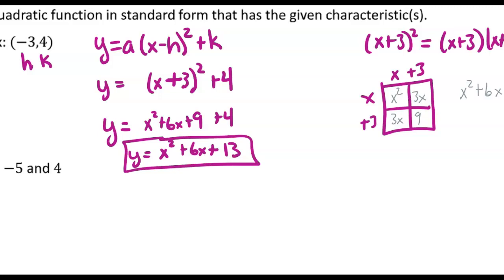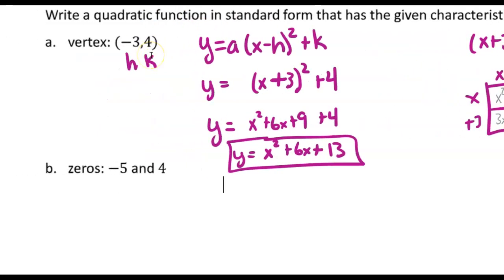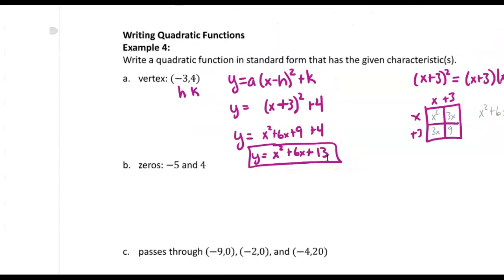So we had to do that. We couldn't just quit here because it didn't say to leave it in vertex form. It said in standard form. So we start in vertex form because they give us a vertex. That's why I start there. And then I take that form and I multiply this out to get x squared plus 6x plus 9. And then I add the 4 and I simplify the 9 plus the 4. And this is what my answer looks like.